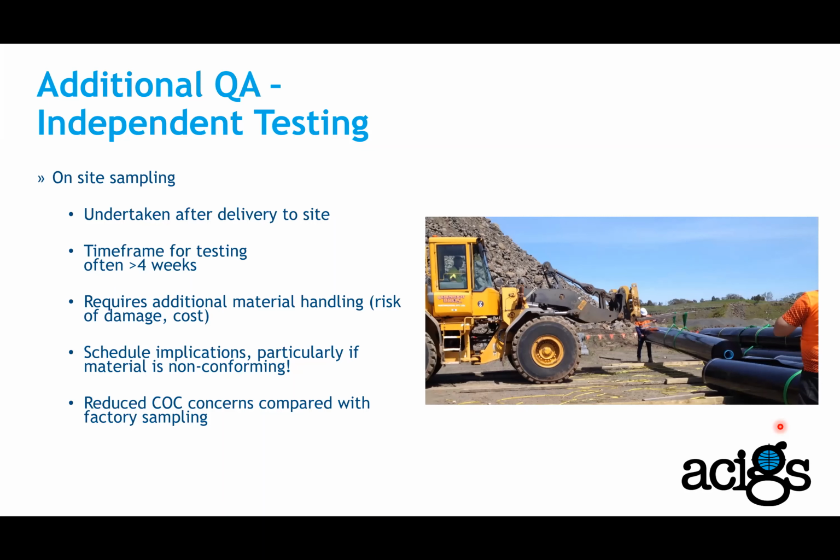Schedule implications, as we talked about, particularly if material is non-conforming. So if you are waiting for the test results to come and then there is a failure, that means you can't use that material. We have to go through the process of checking what has gone wrong with the material, and also there are reduced QA/QC concerns compared with factory sampling. So in terms of the QA/QC or chain of custody, there is a benefit there.